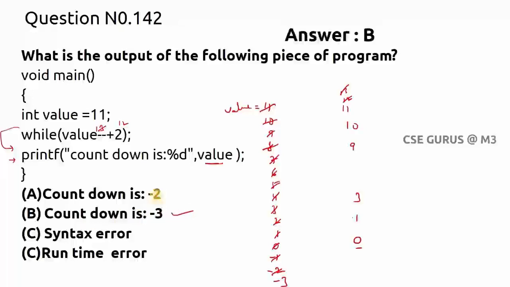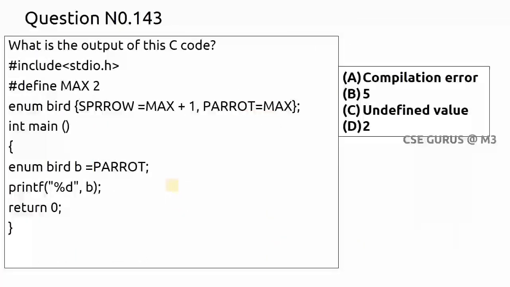Option B is correct. Of course, when value is minus 2, then it is coming out of the while loop. But after coming out, value minus minus will be executed. That's why this value will become minus 3. Option B is correct. Coming to question number 143.